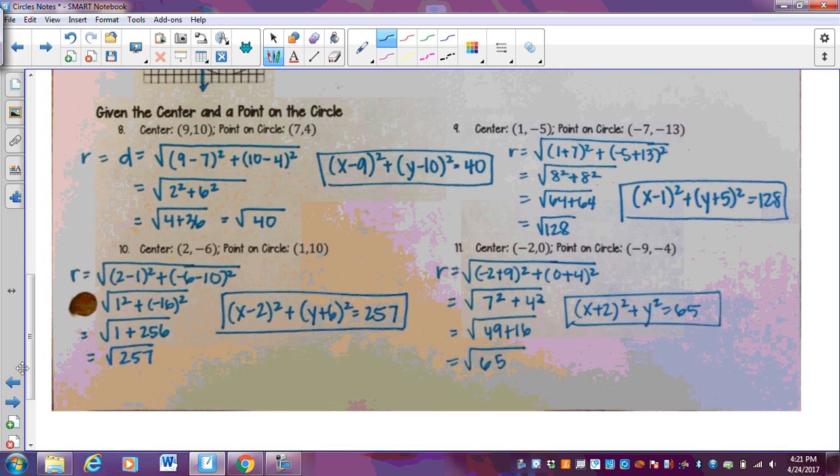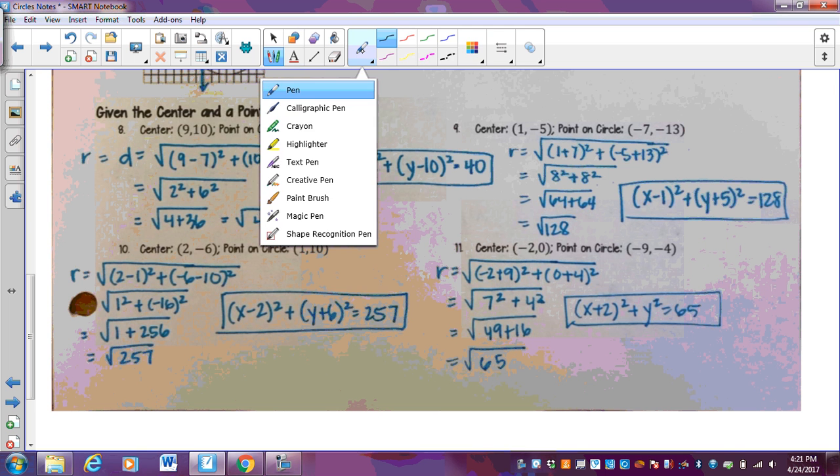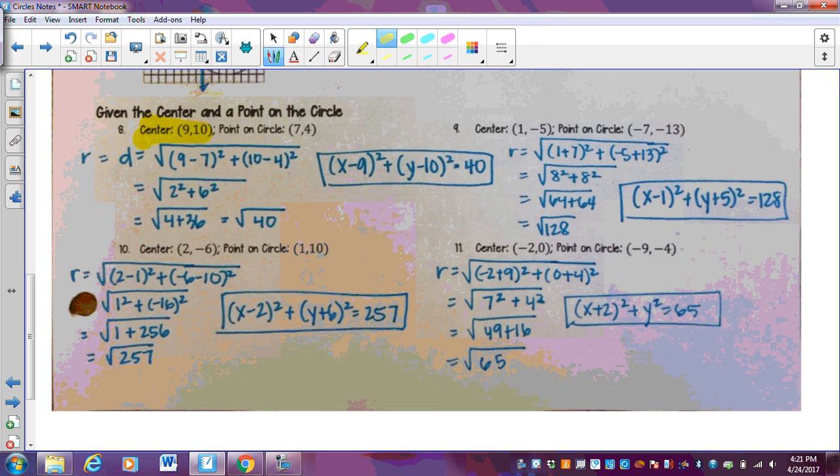Moving down to the next section. On these, you're given the center and a point on the circle. So you're given the middle of the circle and then a point on that circle. And so in order for us to use that, the center is important. So it's good that we know the center of the circle. That's valuable. But in order for us to write the equation, we need to know what the radius is. And the radius is the distance from the center to any point on the circle. So that's pretty valuable for you to have.